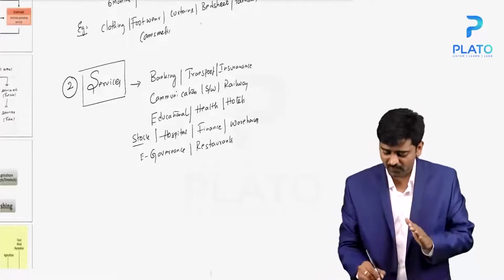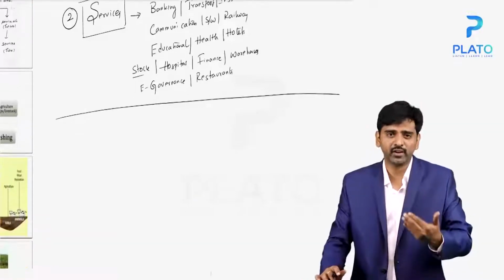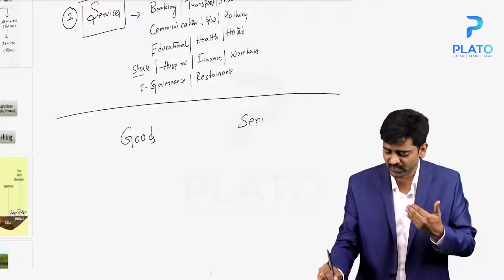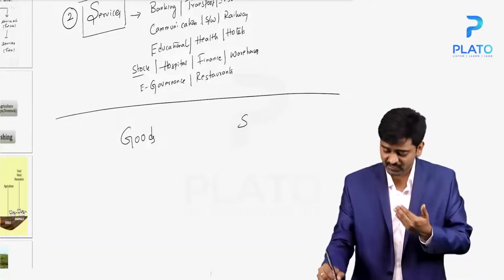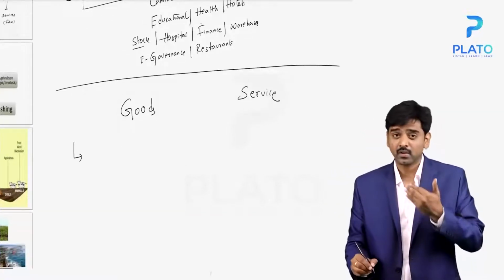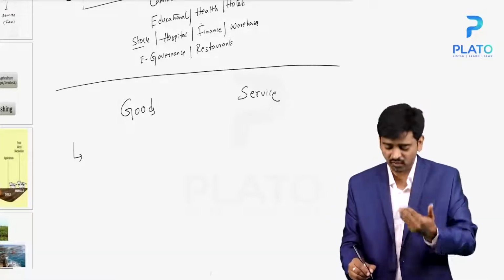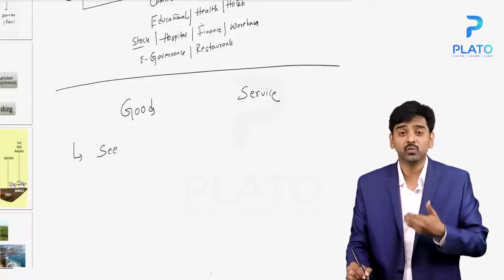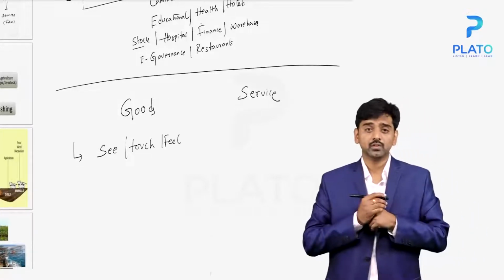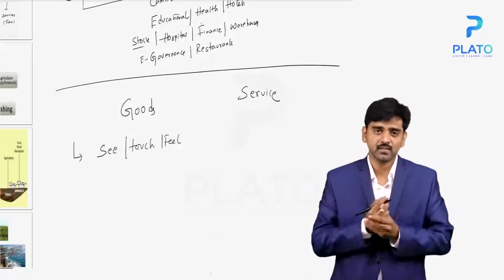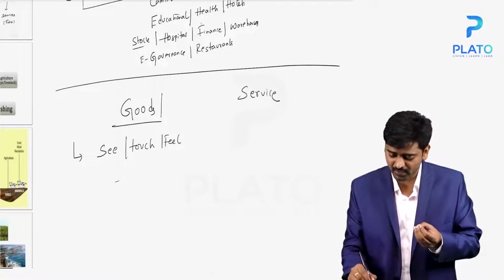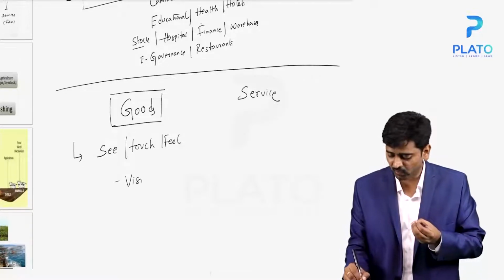But apart from this, why is there a distinction between goods and services? What is the main reason behind distinguishing these two? If you closely observe, goods come under the category which we can see. Am I right or wrong? Which we can see, touch, and feel. So overall, does it come under the visible category or the invisible category? It comes under the visible category.